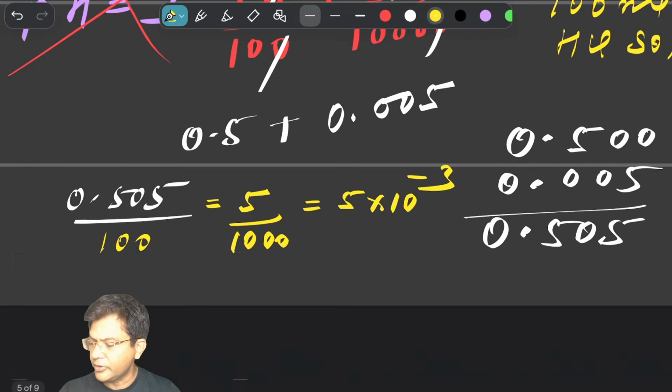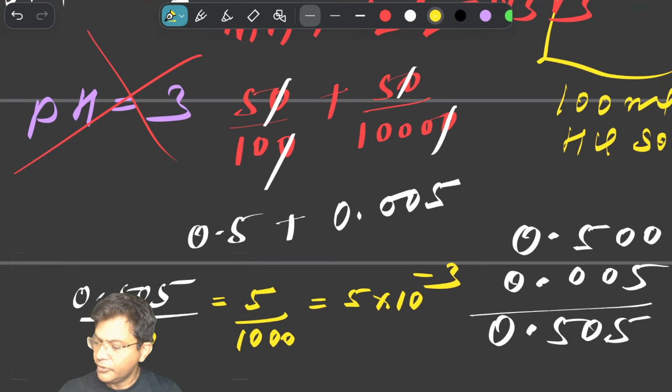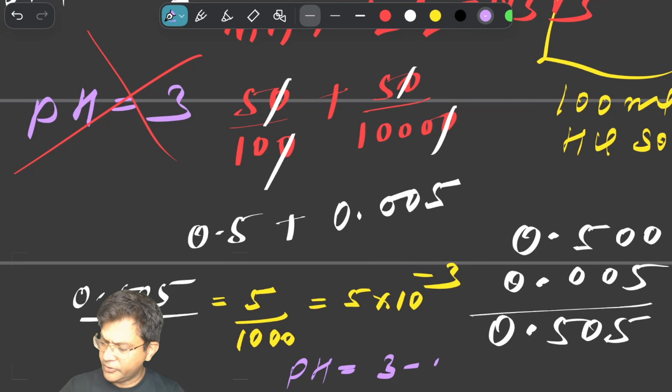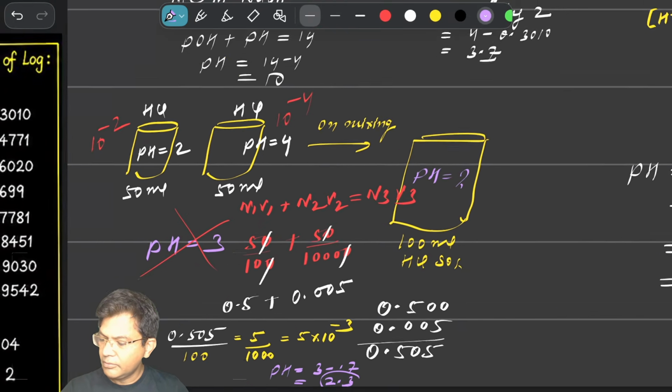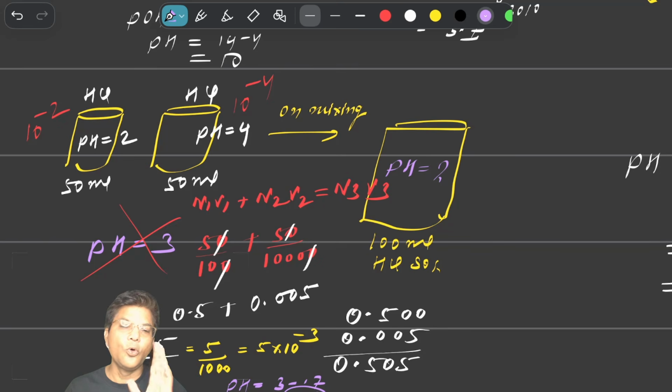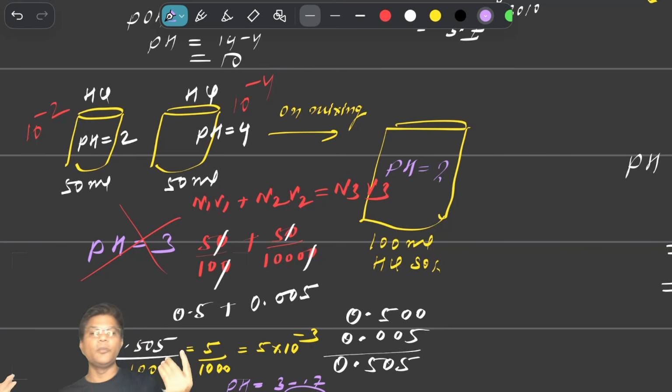So now it's turn to find out the pH. pH will be equal to minus log of H plus. So 3 minus log 5. Log 5 is 0.69. I will take 0.7. So 2.3. Now while solving it, I think this question must have taken near about 4 minutes. Then what is the use of Baba H.S.P. if you are going to take that much time?